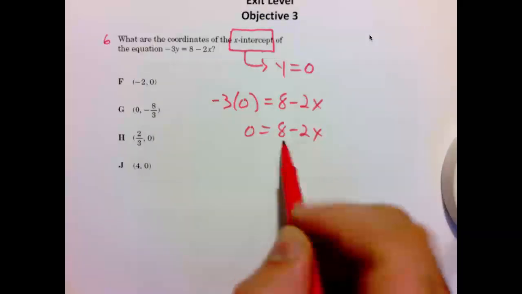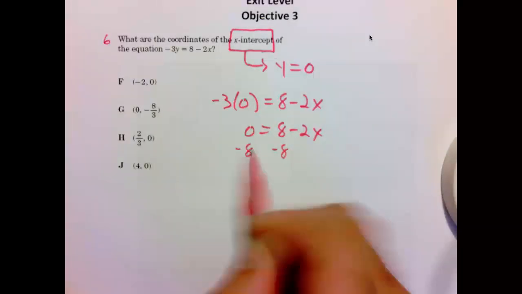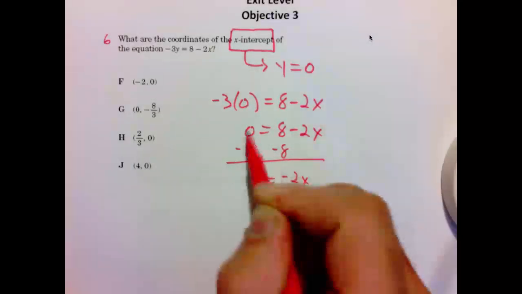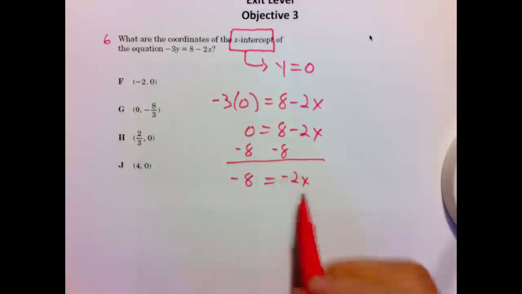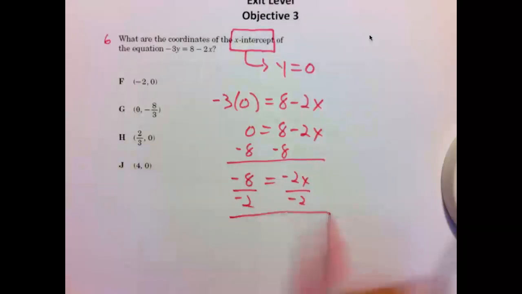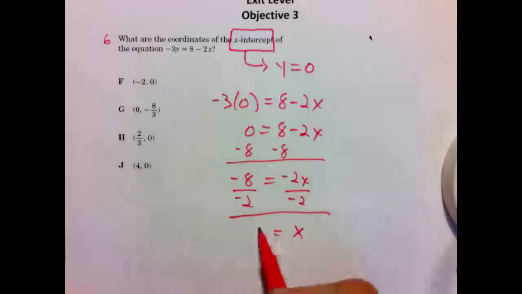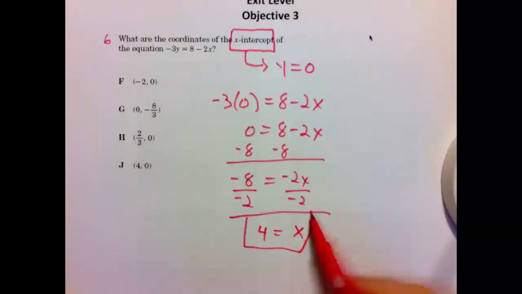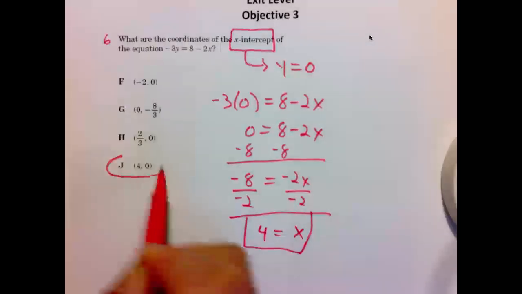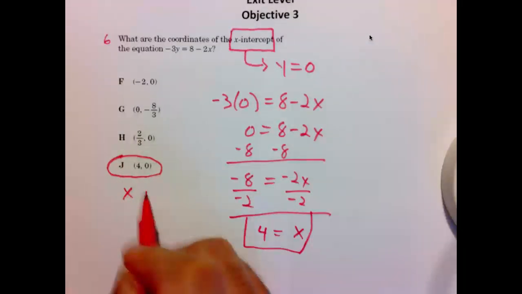Solving for x, we will subtract 8 on both sides. This subtracts and leaves a negative 2x on the right. 0 minus 8 is a negative 8. Dividing by negative 2 on both sides, we have that x is 4. This is the x value. The y value is 0. So the point 4, 0 is the x-intercept.